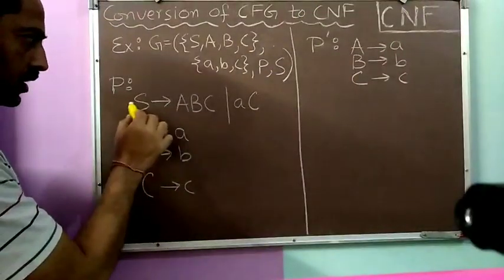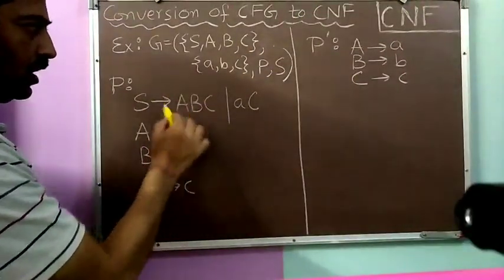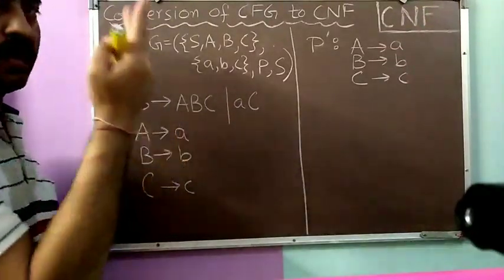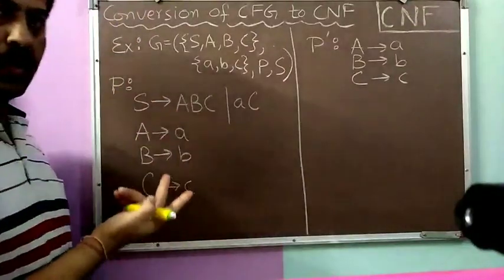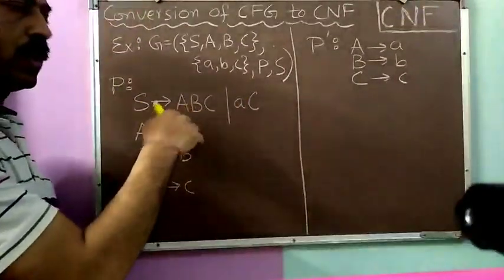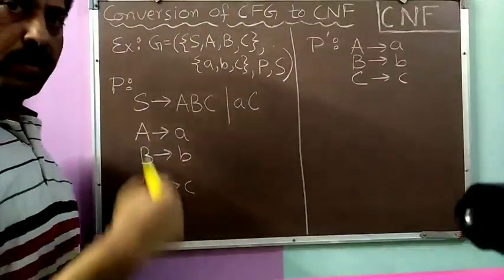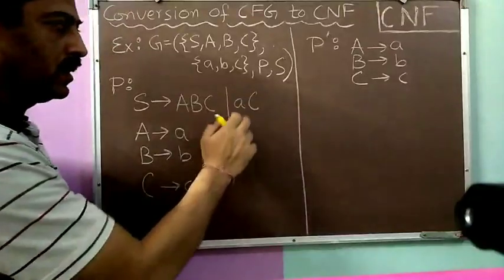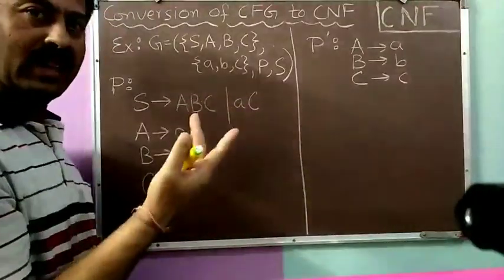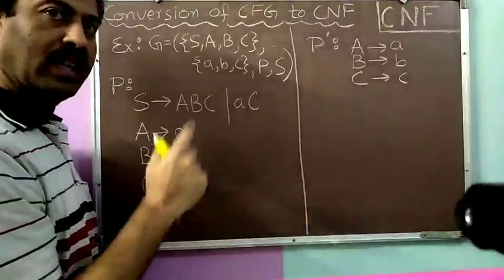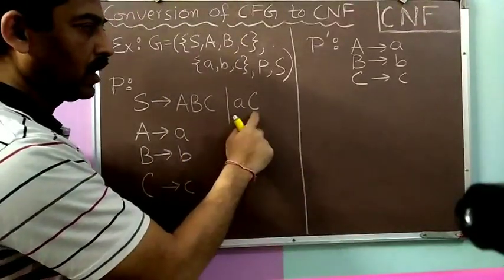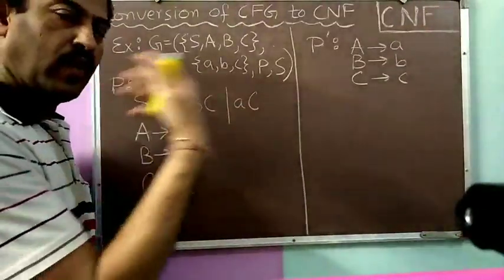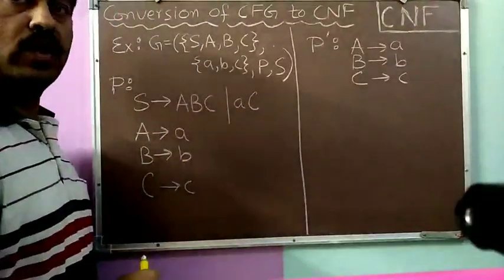Now the production S goes to A, B, C, it is not in the required format, because it has all the variables, but the number of variables is more than two. We should have only two variables here if we want this production to be in Chomsky normal form. And similarly, S goes to small a, capital C, yes, there are two symbols, but if there are two symbols, both symbols should be variables in that case. But here we have one terminal and one variable. So these productions, which are not in the format of CNF, we will convert to the format of CNF.